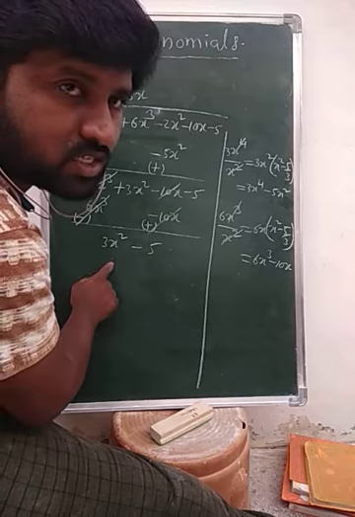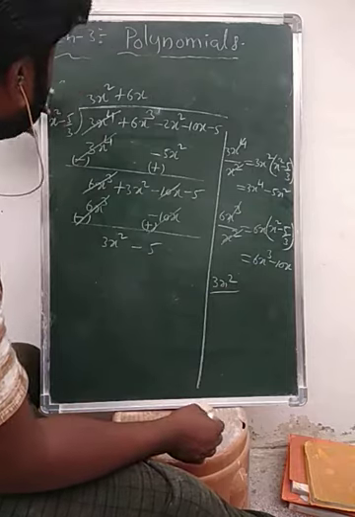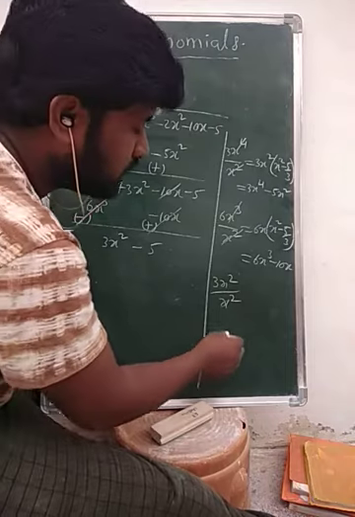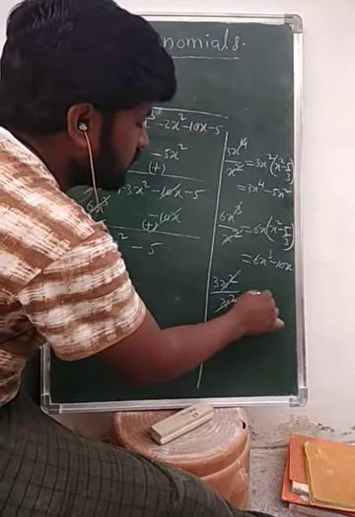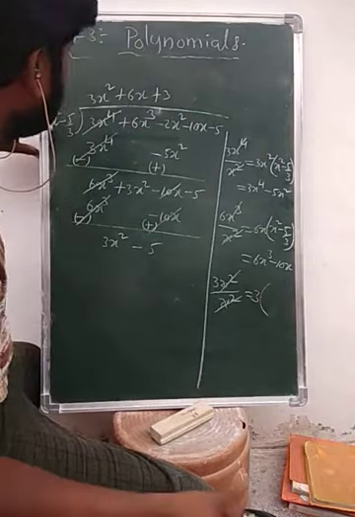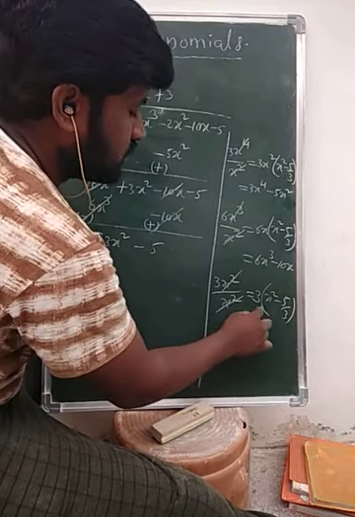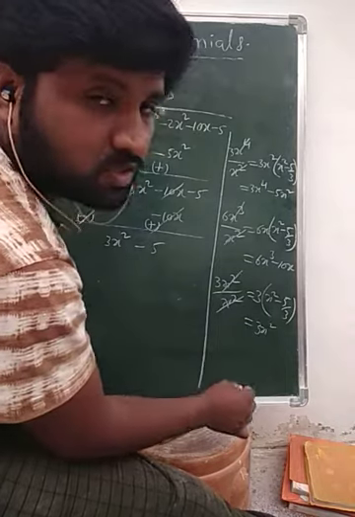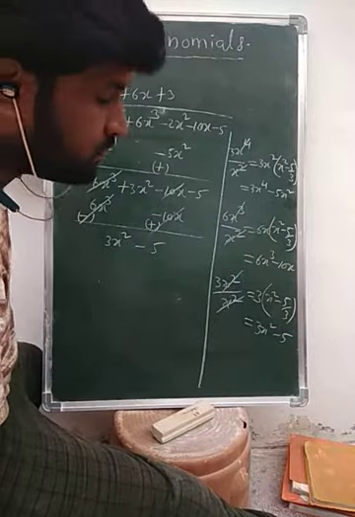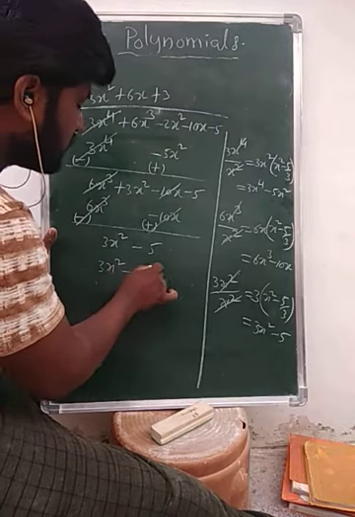Again in this, what is the highest degree term now? That is 3x square. Just divide by the highest degree term of the divisor, that is x square. x square cancels, which means we get 3. I'm writing 3 here in the place of quotient. Again you multiply the divisor, that is x square minus 5, by 3. 3 into x square, that is 3x square, and 3 into minus 5, that is minus 15. Now you write this one in this place, that is 3x square minus 15.